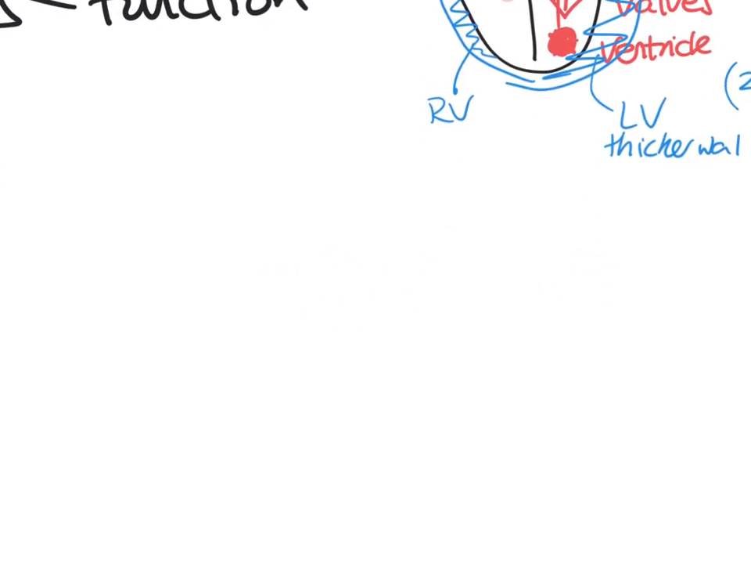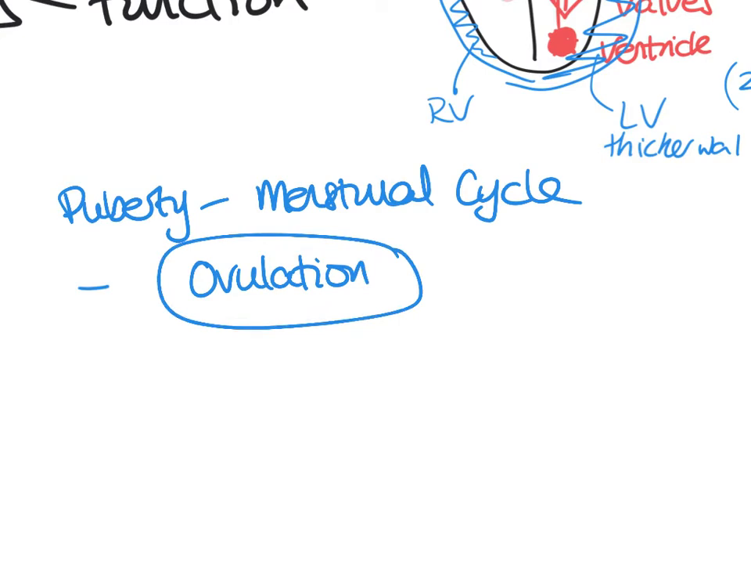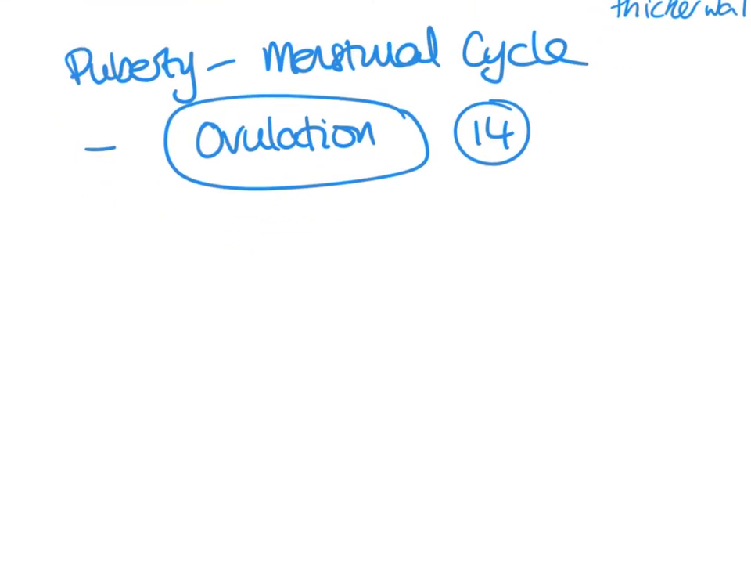Puberty, including the menstrual cycle. So, what are the female hormones? Estrogen and progesterone, okay. And what happens during the menstrual cycle? Well, you've got ovulation. What day does that normally occur? 14. And that's when an egg is released from one of the ovaries.